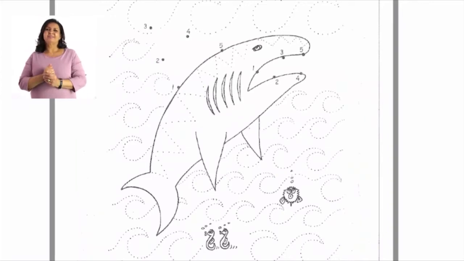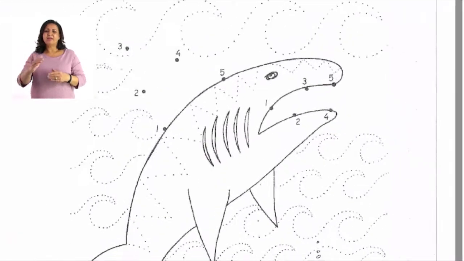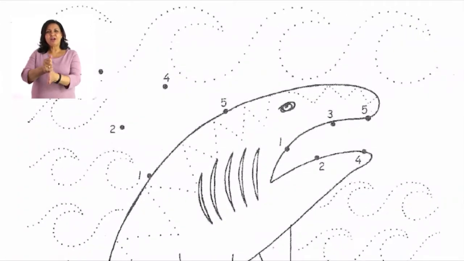And what about the shark? Let's see what's missing on the shark. Let's join the numbers. On the first part, there are numbers that start from 1 to 5, just on the back of the shark. Let's draw it. It might look like a triangle.